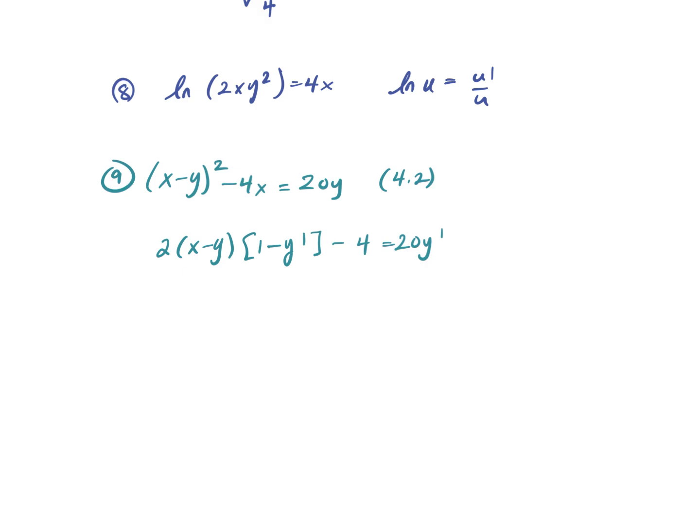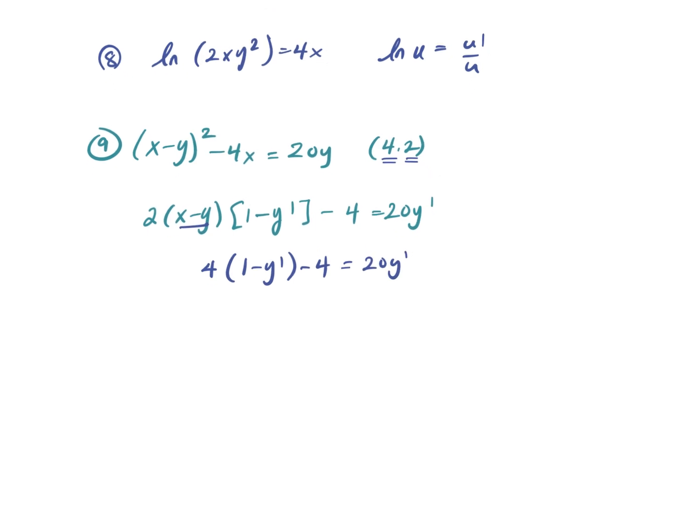So once you do that, plug in your point. So plug in this for x and this for y. So 4 minus 2 is 2. 2 times 2 is 4. And you get 1 minus y prime minus 4 equals 20y prime. Much easier to do. I'm going to distribute. You get 4 minus 4y prime minus 4 equals 20y prime. These cancel. So I believe you get 0 here. Bring this over. So plus 4y prime. You get 0 equals 24y prime. So y prime is 0.